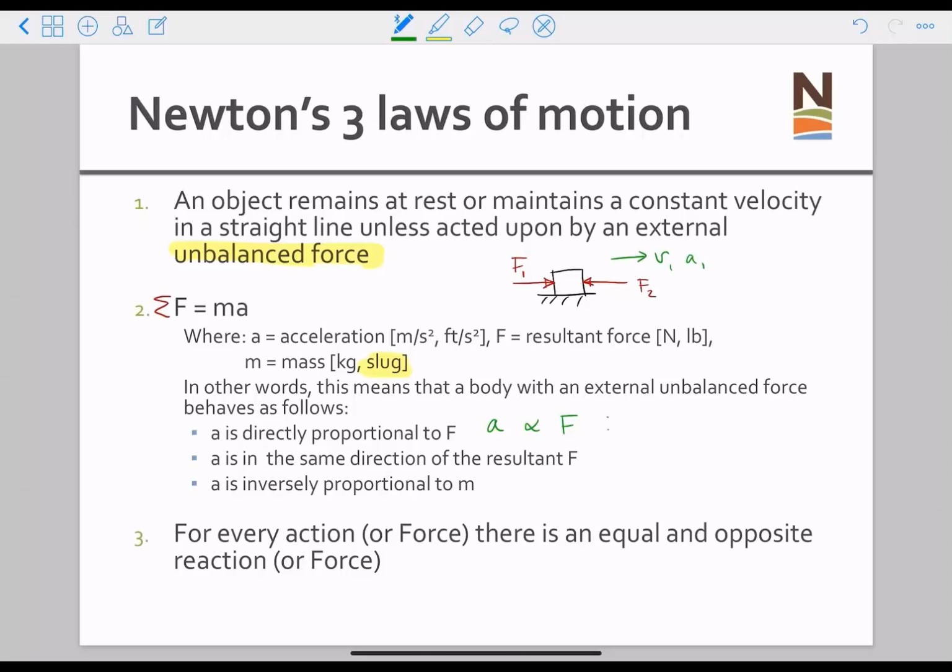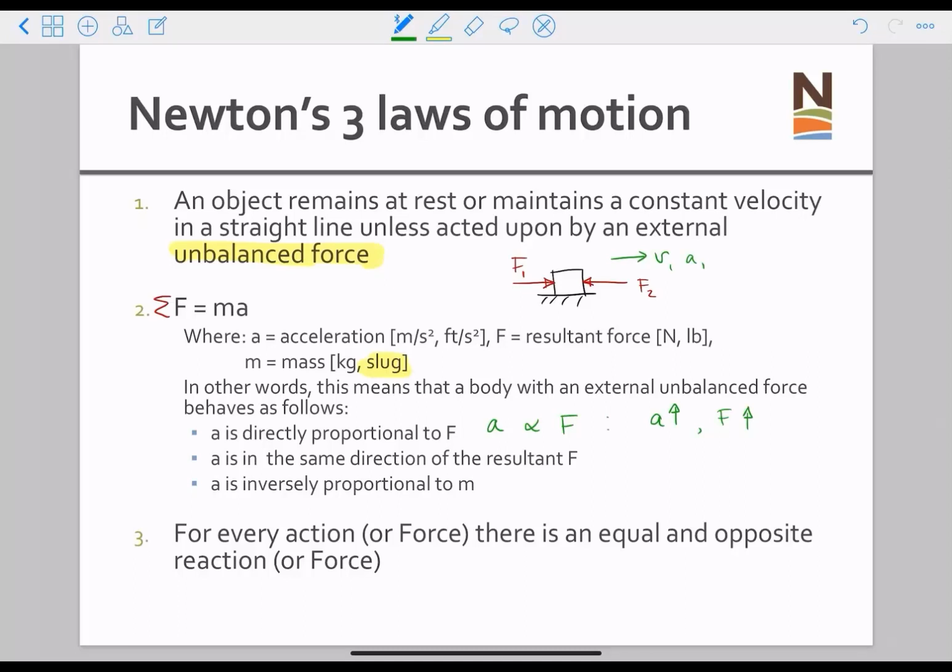So A is proportional to F. So what does that mean? It means that as A is increased, F is increased as well. And since they're directly proportional, for the same amount that you increase A, F will also increase. So if you double the acceleration, you'll double the force, or if you double the force, you'll double the acceleration. A is in the same direction of the resultant F.